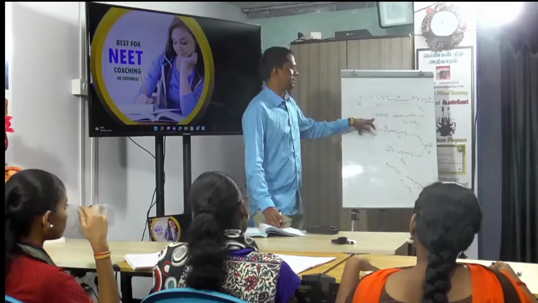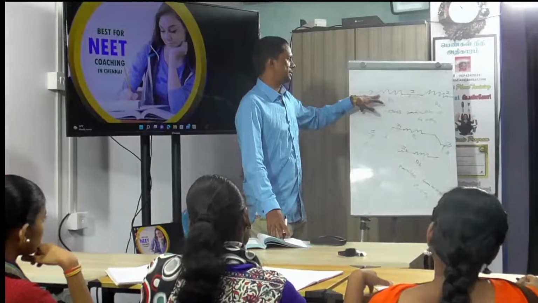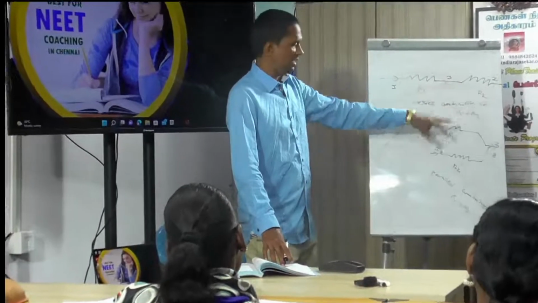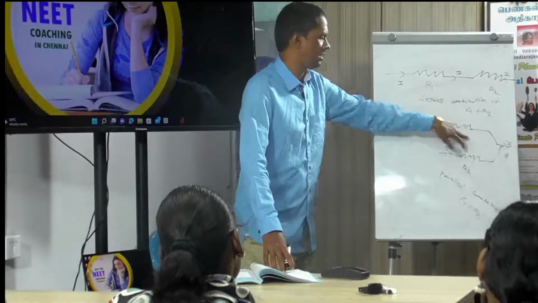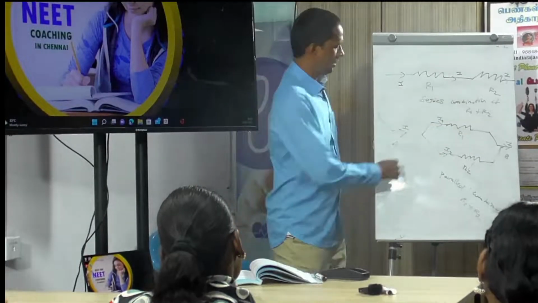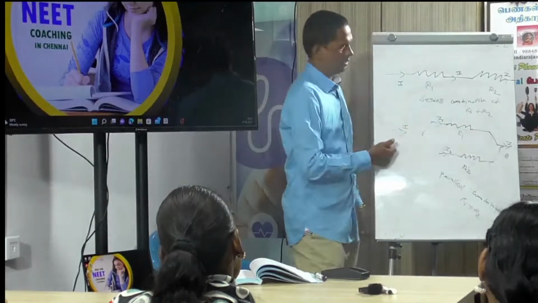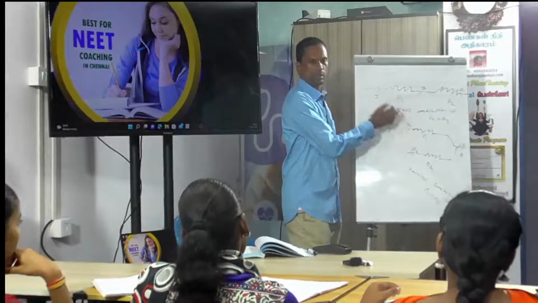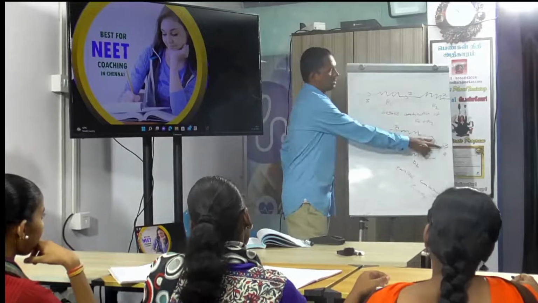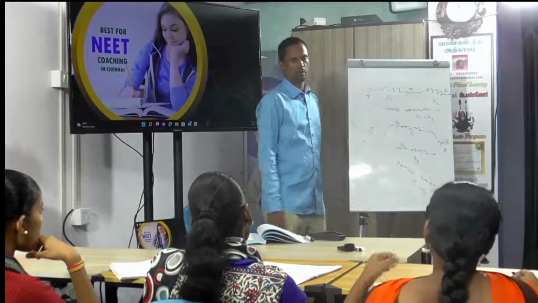If it is series connected, it will be like this, R1 and R2 connected like this. If it is parallel, it will be connected like this, because you will get a mirror image. See, if I pass a mirror from this point to this point, what will I get? The same image. So that means it's parallel. If I pass a mirror like this, you will get the same thing.